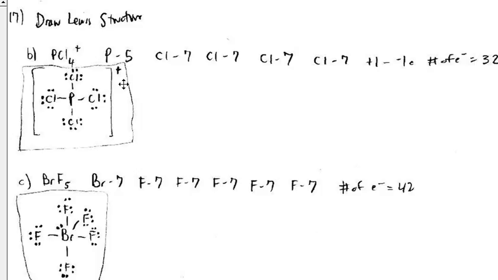Make sure you put a positive sign for anything that has a charge here, and this is a good structure, PCl4 plus. BrF5 has an expanded octet. Count up, you get 42. So it'll even have an extra pair of electrons.